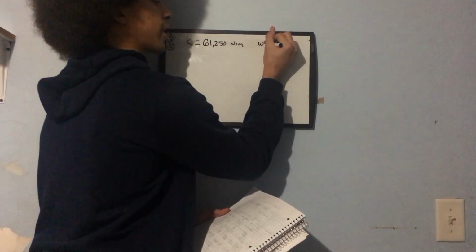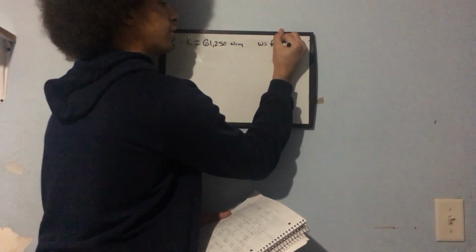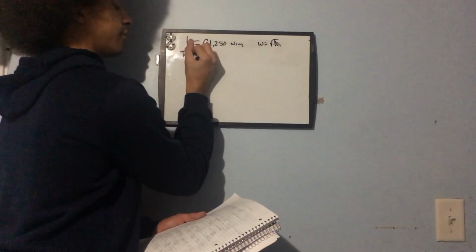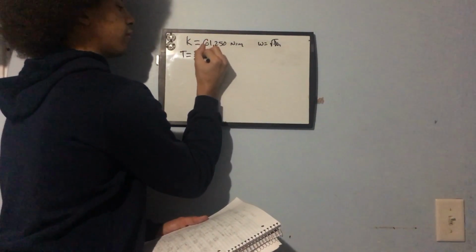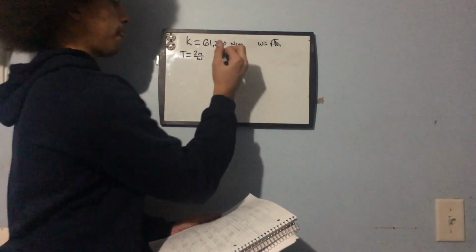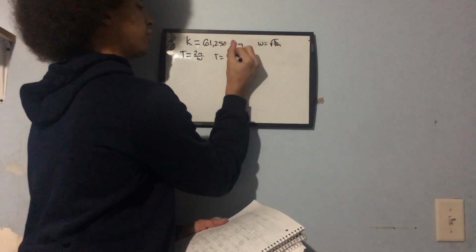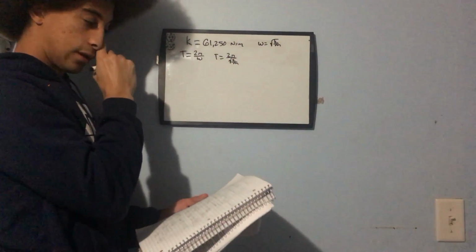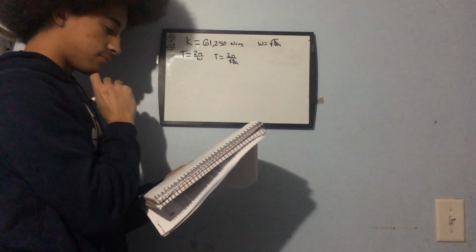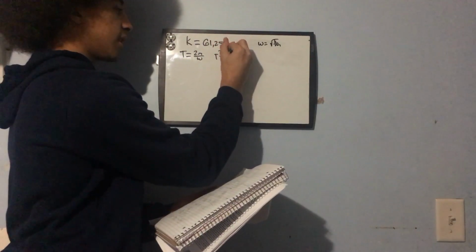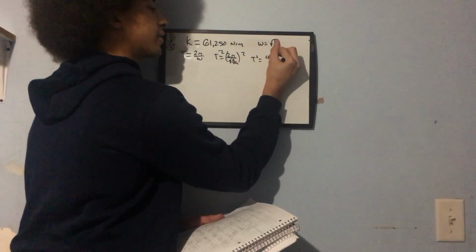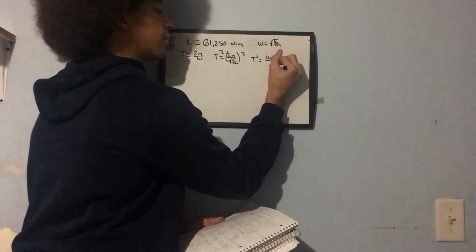Then we use the period equation to find the mass of the car. So we know that omega equals the square root of k over m. So we use that in the period equation. Period equals 2 pi over omega, and period equals 2 pi over the square root of k over m. Then we square both sides. We get T squared equals 4 pi squared over k over m.